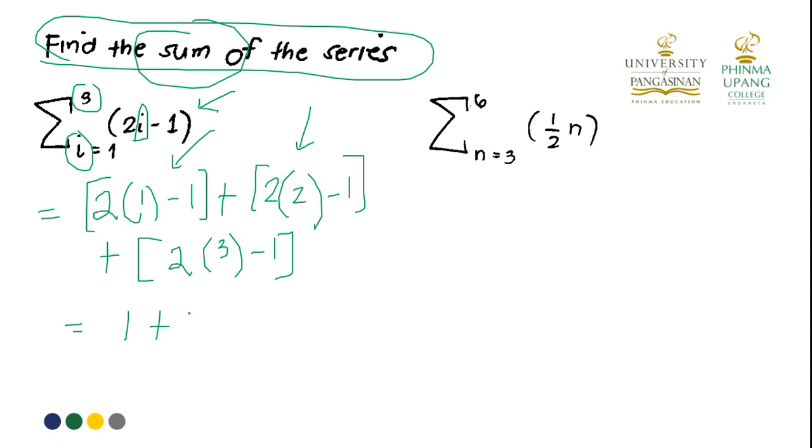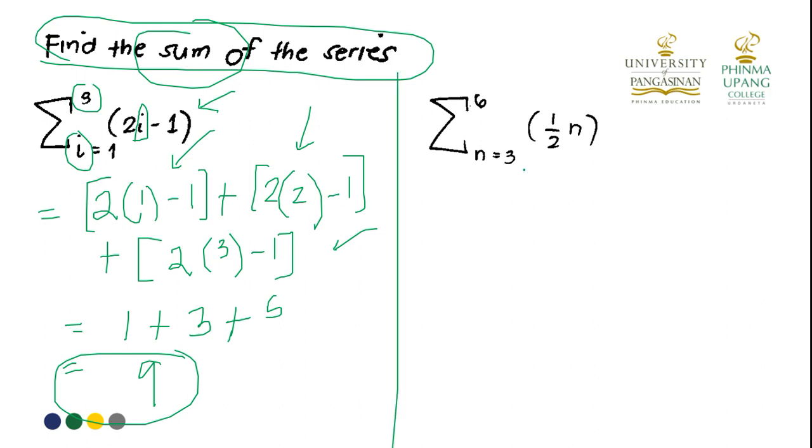3 po. The third term is 5. 5 po. Now, what is the sum of the series? 9. As simple as that.